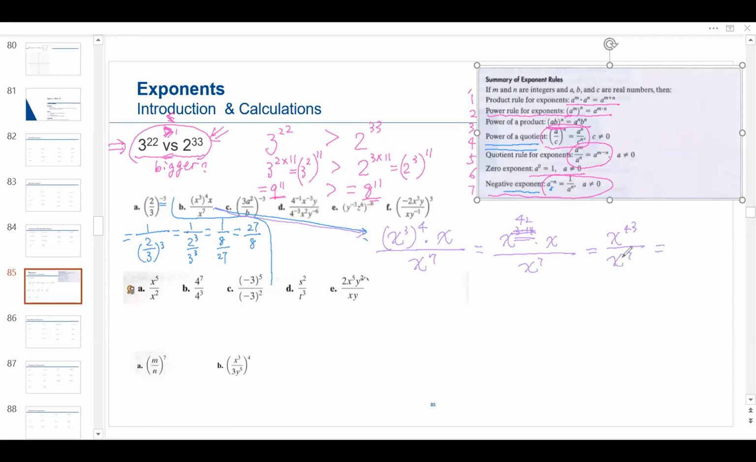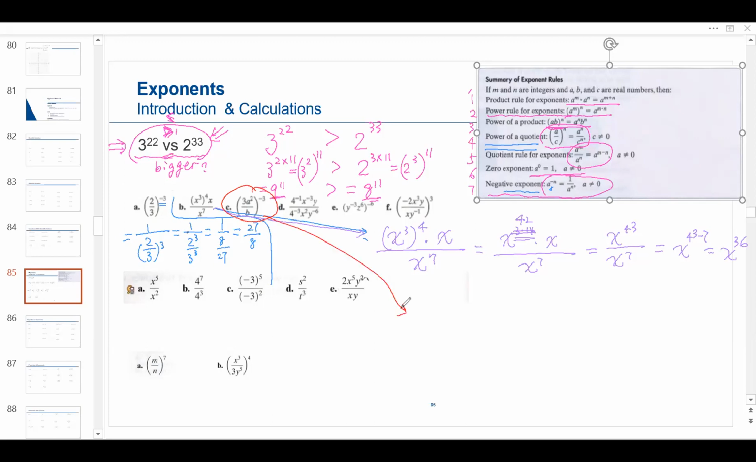And we use the quotient rule, right? Top minus bottom. So 43 minus 7. So we got what? 36, right? 36. That's a little bit challenging, right? Not challenging or challenging. Let's see number 3 here.